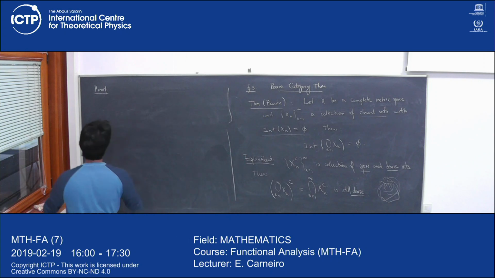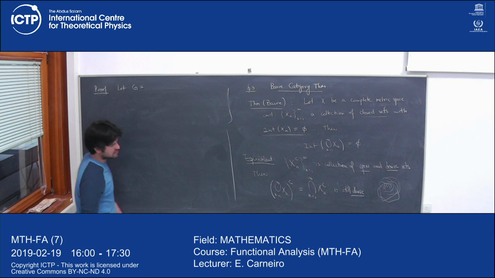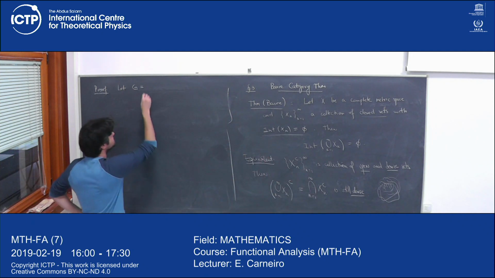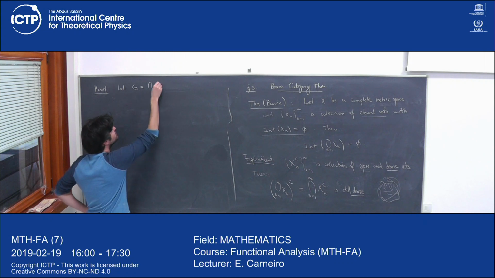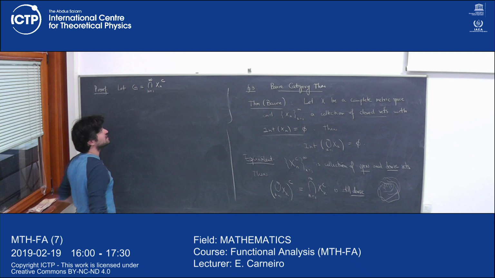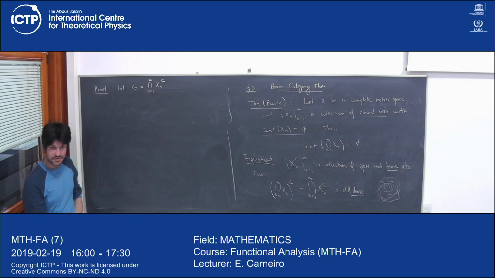Okay? So let big G be this set, the intersection of Xn complement, from 1 to infinity. I cannot stress enough that this is a countable collection of sets, okay? Let G be this set. I want to prove that it's dense.